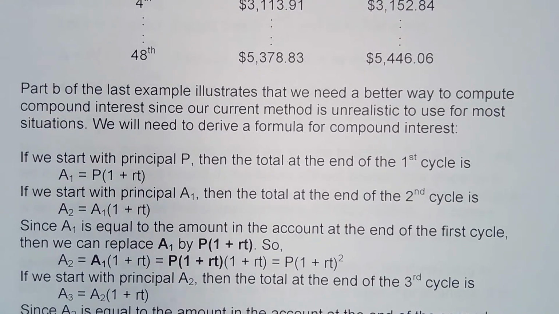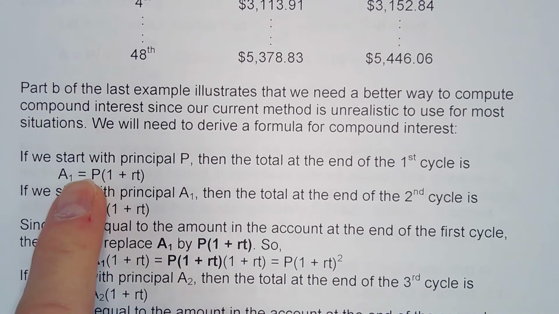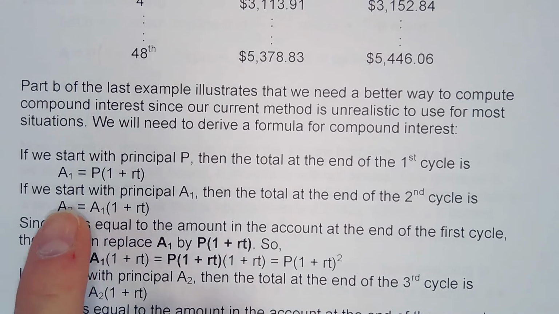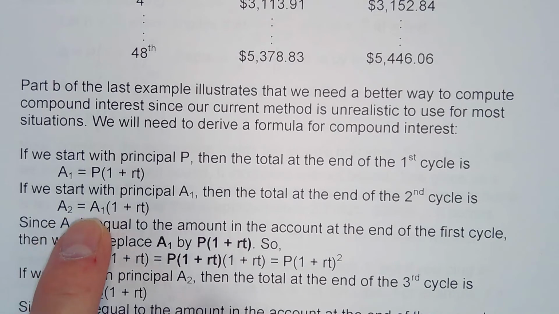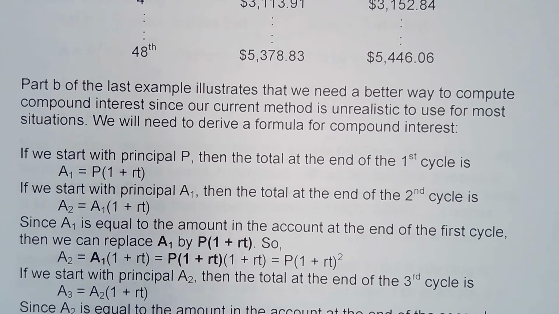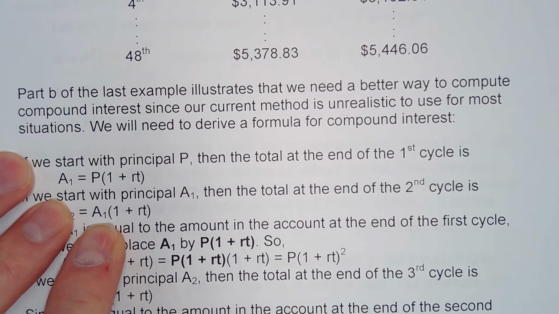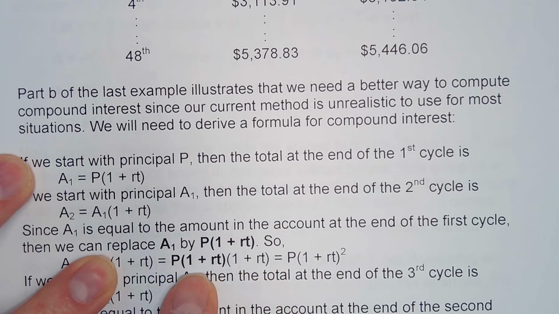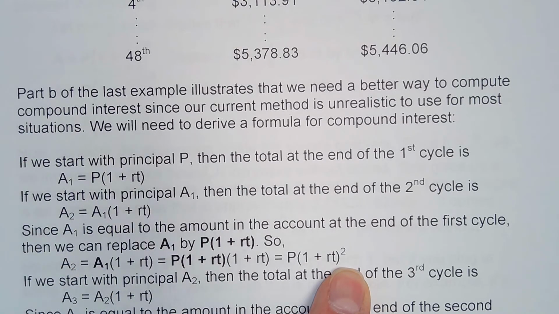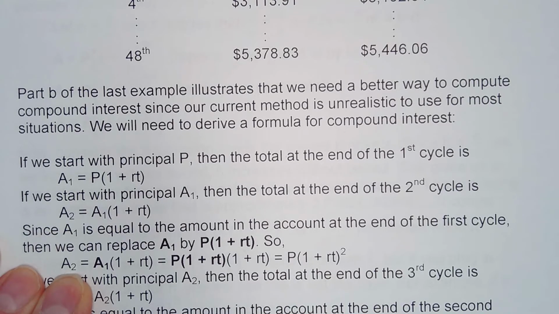If we start with the principal P, then the total amount at the end of the first cycle, we'll call it A sub 1, equals P times (1 plus RT). If we start with principal A sub 1, then the total at the end of the second cycle is A sub 2 equals A sub 1 times (1 plus RT). Now replace A sub 1 by this. Notice you have two factors of (1 plus RT), so that becomes P times (1 plus RT) squared. Now we've written the amount at the end of the second cycle in terms of the original principal.